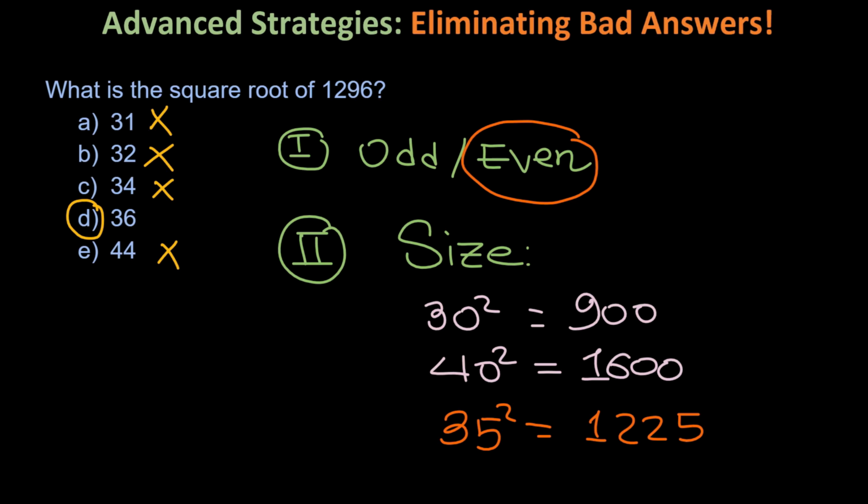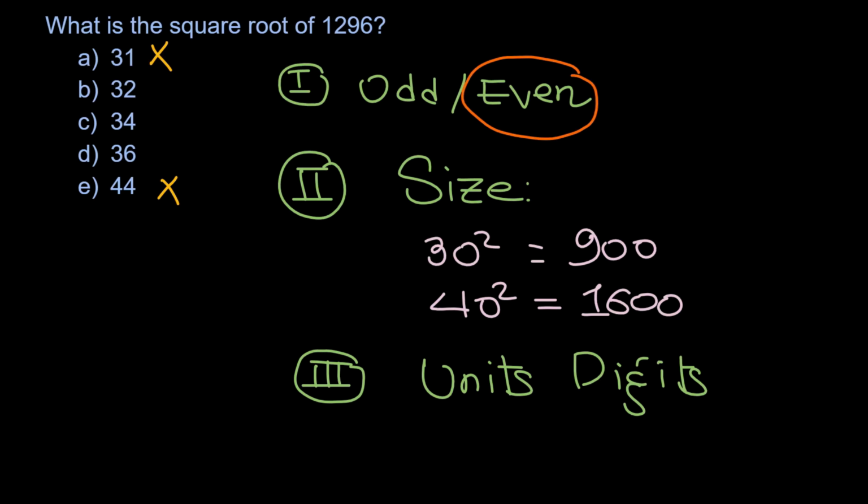Now, what if you did not know that 1296 was more than 35 squared? Then you could use other properties to remove additional bad answers. Okay, let me show you how. Property number 3, units digits, the last digit of the number. The last digit of the number in this problem is 6. What number squared will give you a units digit of 6? 2 squared is 4, so this is not possible. 4 squared is 16, so this is still good. 6 squared is 36. That also gives you a units digit of 6.